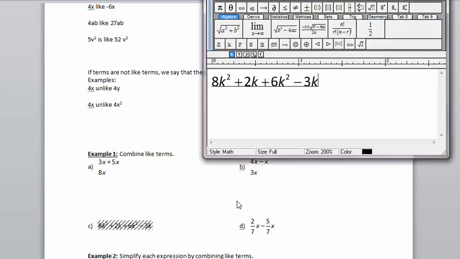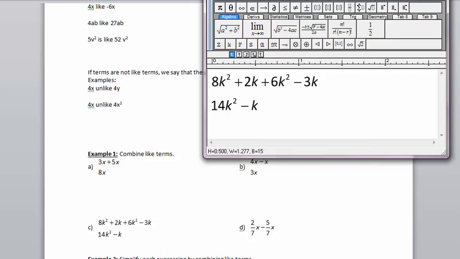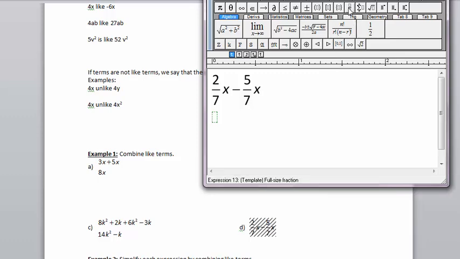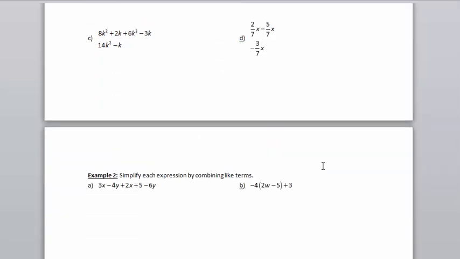And in the next one, we've got some k squared terms and some k terms. So for my k squared terms, I have 8k squared plus 6k squared, so I'm going to get 14k squared. And for the k terms, 2 minus 3 is negative 1k. I don't need to write the 1, I can just write negative k. And the last one, 2/7 x minus 5/7 x. Subtract those fractions and you'll get negative 3/7 x. So we have our like terms combined.